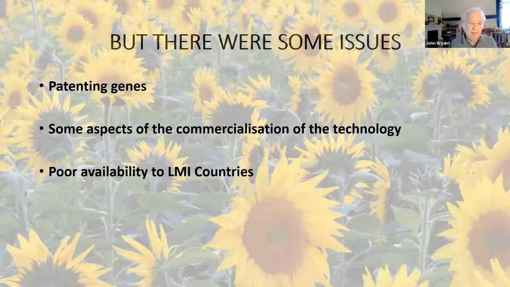There was very poor availability of the technology to low and middle income countries. Low and middle income countries are maybe those that most need the technology because of their poverty situation, the need to grow more crops and so on. But it became very difficult to get the technology to them because of the gene patenting and the way that the commercialization and licenses work. So again, those are ethical issues relating to use of this new technology and relating to our science per se.